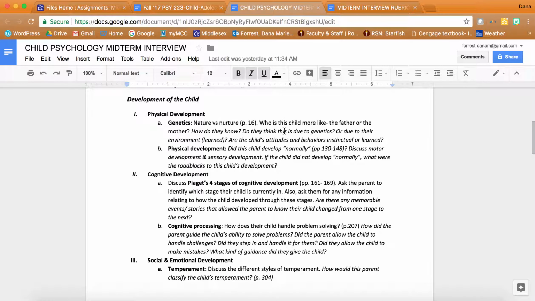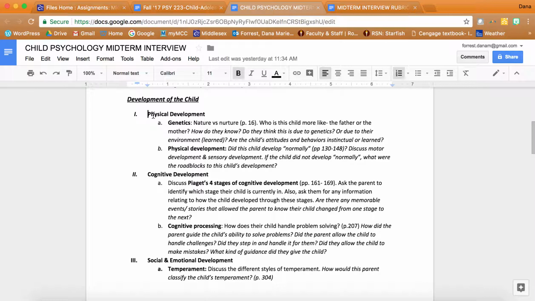The development. So we want to look at a couple things here. First is physical development, cognitive development, and then social and emotional development. And I want you to talk about the things that are in bold, definitely. Everything else in here is a suggestion. So let me go through this.